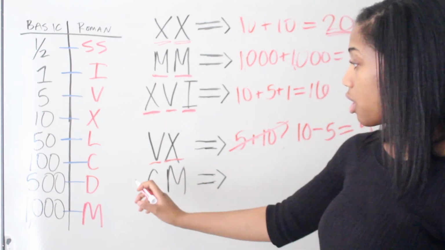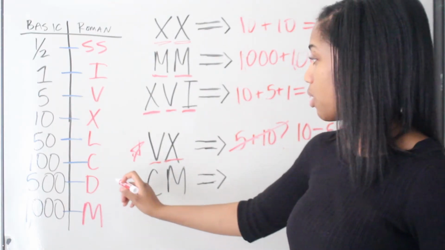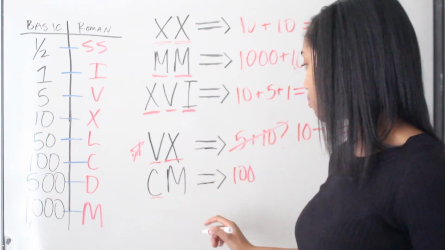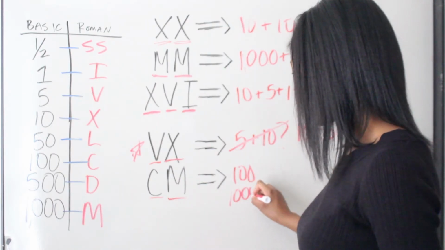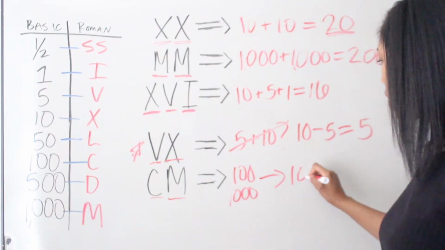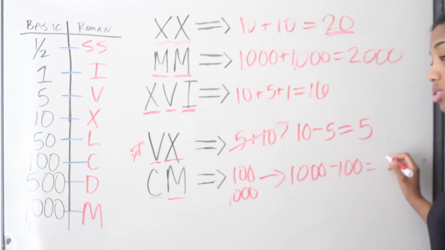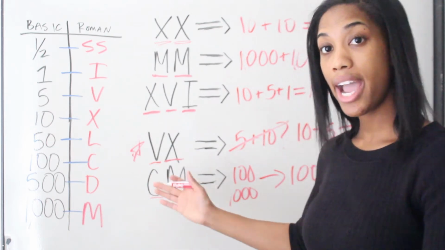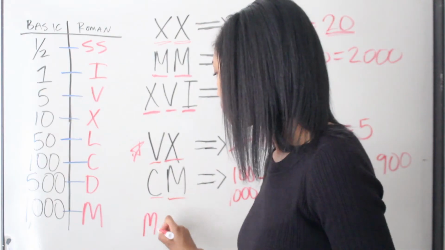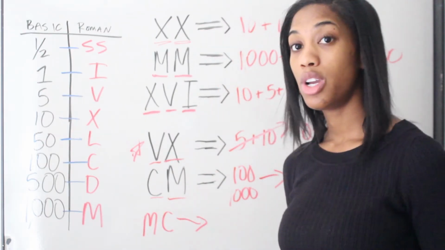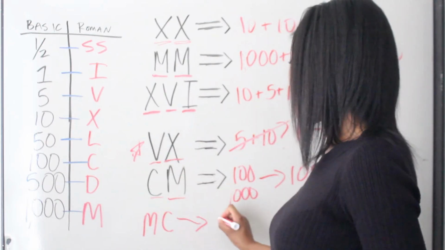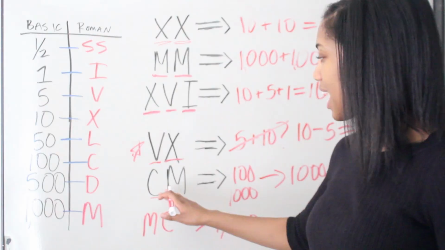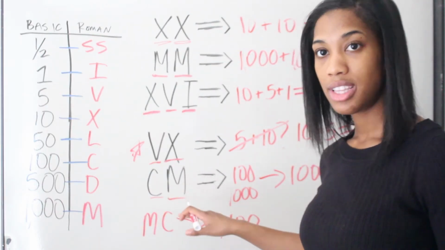So in this case, also, likewise with this one, we have a C, which we see is 100. And we have an M, which is 1,000. Now, what we're going to do is we'll say 1,000 minus 100 equals 900. And this is simply because the 100 came first. Now, if it were, let's say for example, if it were MC, then we would have what? M is 1,000, C is 100, then we would have 1,100. This is because the bigger Roman numeral came first. But in the case that the smaller comes first and the bigger is second, then you want to subtract.